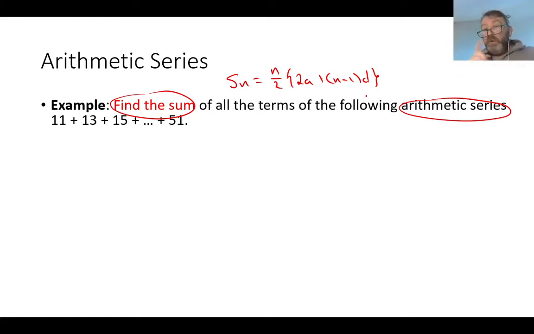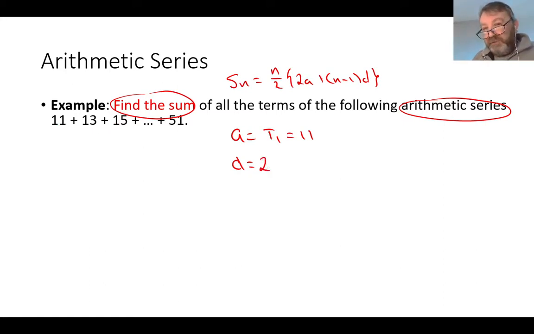Now, what have they given me? This is the key thing. The only thing they've given me is the value of a. So a is the first term, which is T1, which is 11. And the only other thing they've given me is d. And d is the common difference between any pair of consecutive terms. It's 2 between those two, and it's 2 between these two, so it's a common difference of plus 2.